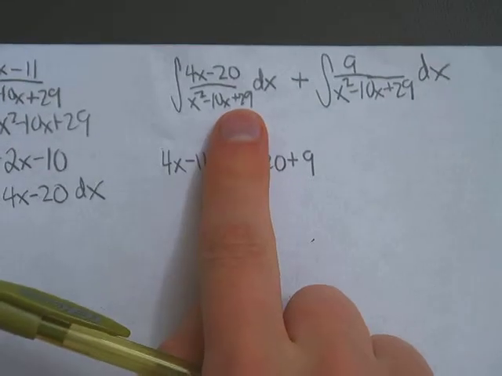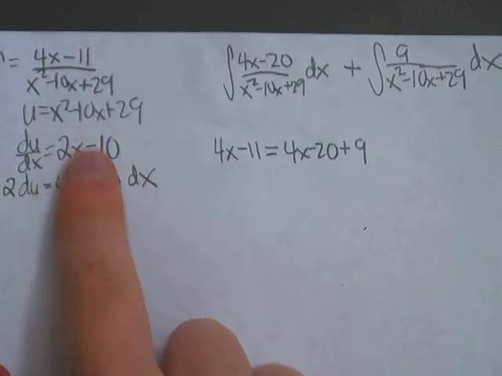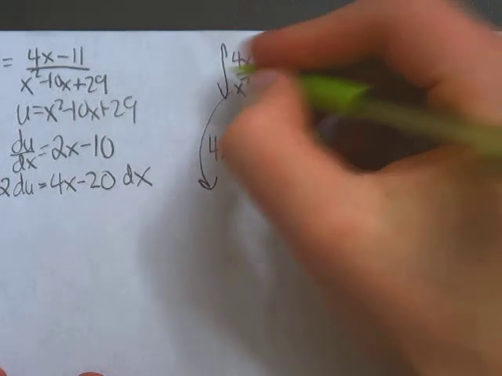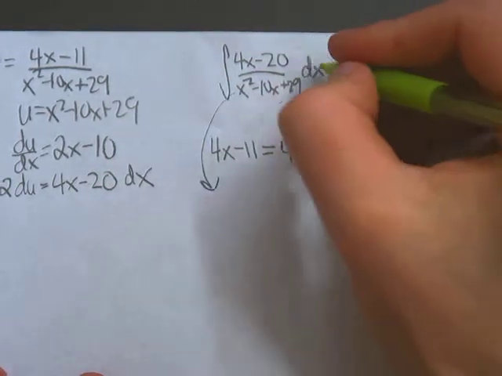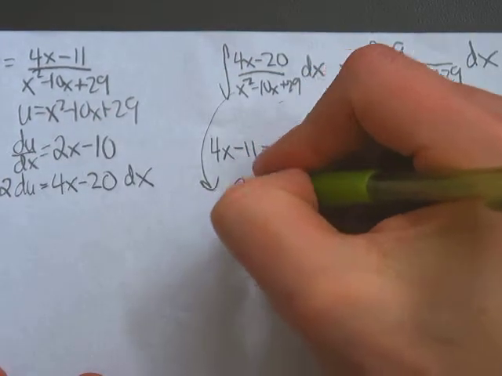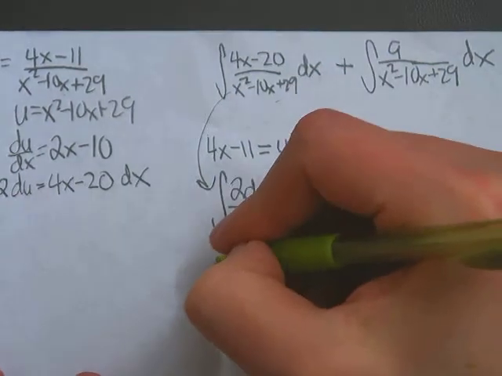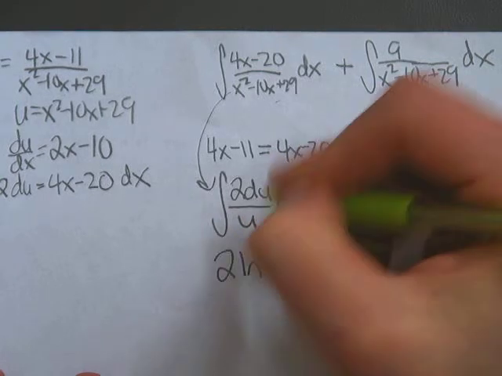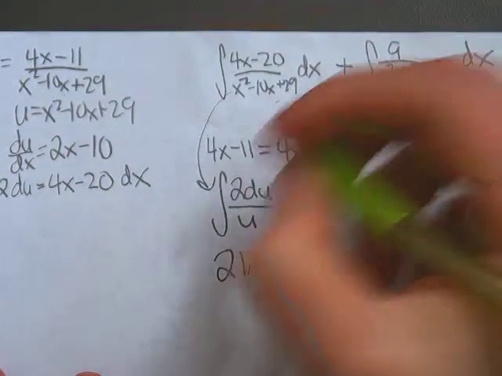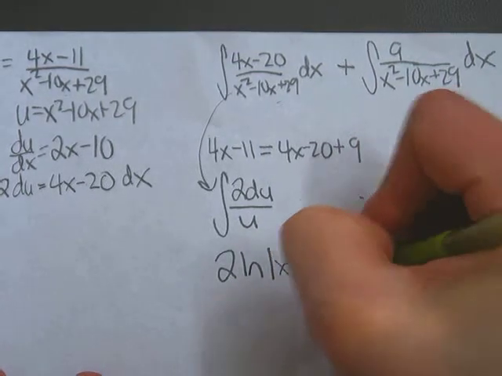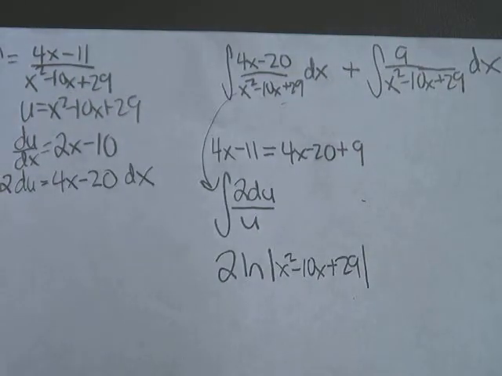This guy, I'm ready to integrate. I already have my u-substitution set up, so I'm going to do this guy real quick. And I get, I said the top was 2u, 4x minus 20 dx is 2 du. And on the bottom I just have u. So I'm integrating this, and I get 2 natural log of u. I'll plug in what u is, x squared minus 10x plus 29. And that's it for that one. I could do plus c, but I'll put plus c way at the end when we're done with the other one.